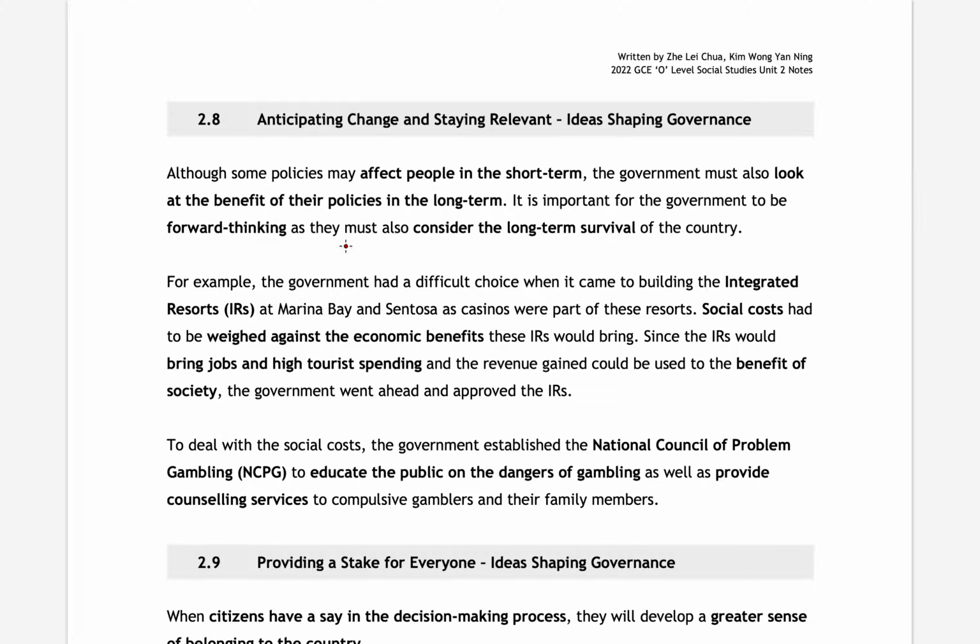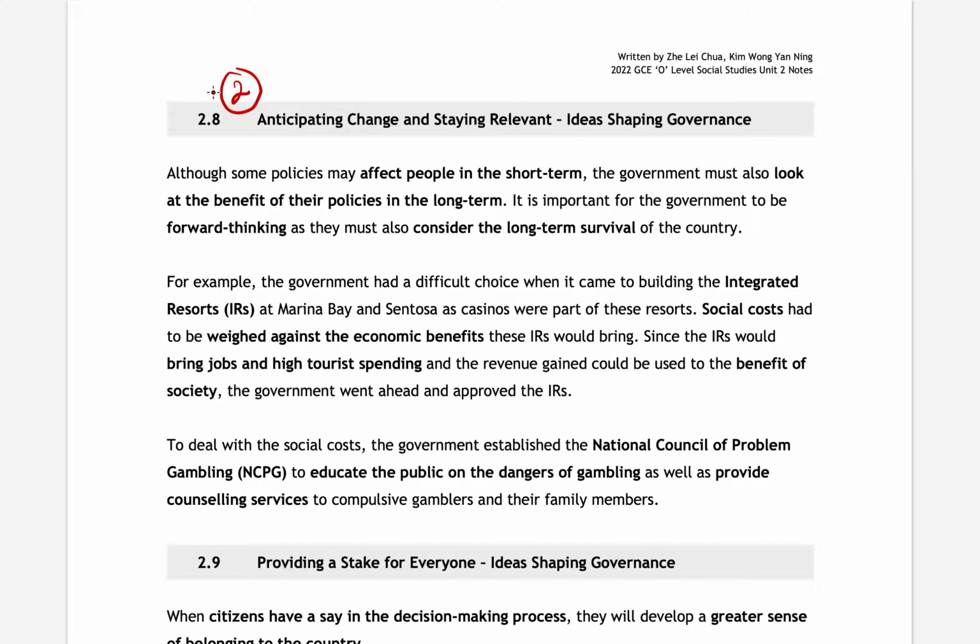Next, the second point: anticipating change and staying relevant. A good government needs to do this. What does this mean? Although certain policies we adopt as a government do make sense, and they think, hey, this will benefit people now, a good government must also understand that good policy should also benefit people in the long term.